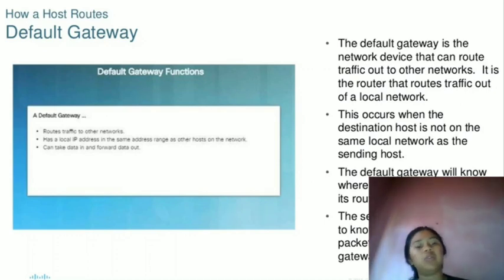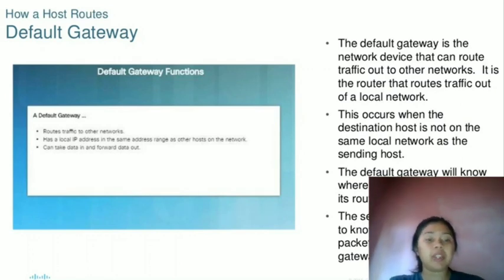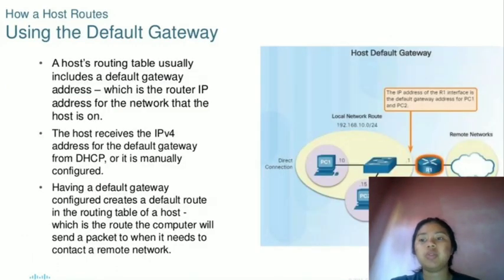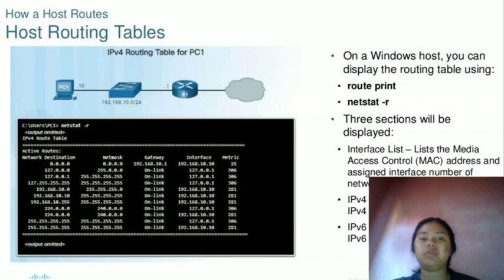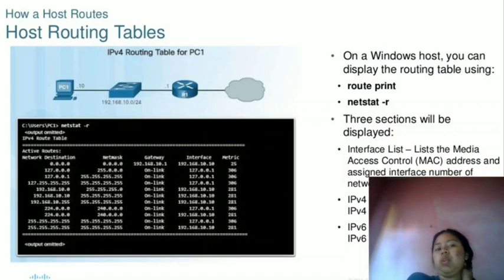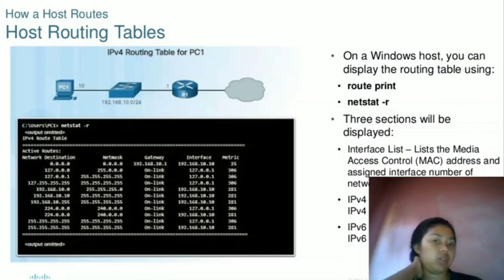The default gateway will know whether to forward the packet using its routing table. A host's routing table usually includes a default gateway address, which is the router IP address for the network that the host is on. Host routing tables: on a Windows host, you can display the routing table using route print or netstat. Three sections will be displayed: interface list, IPv4 table, and IPv6 route table.